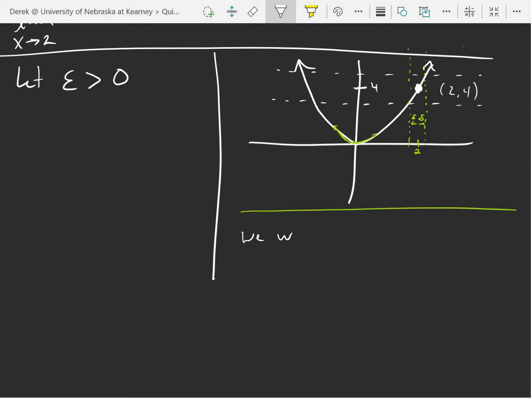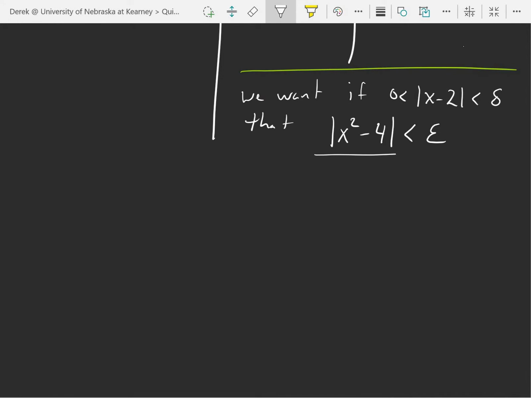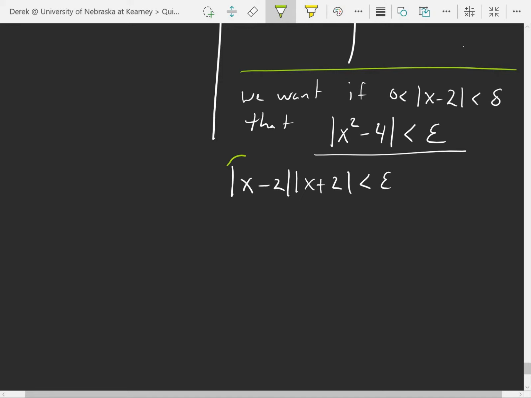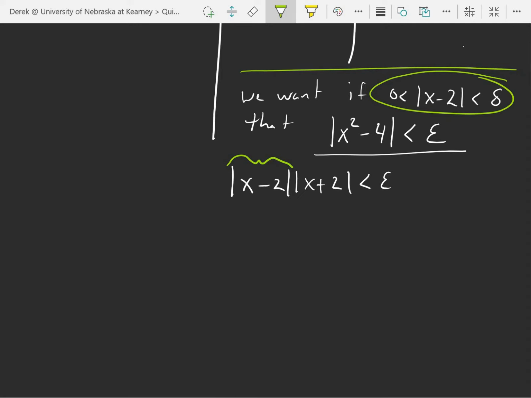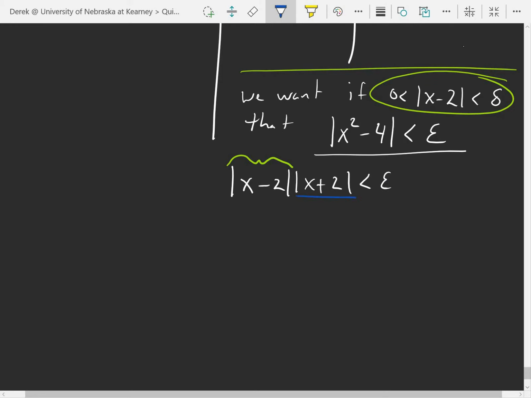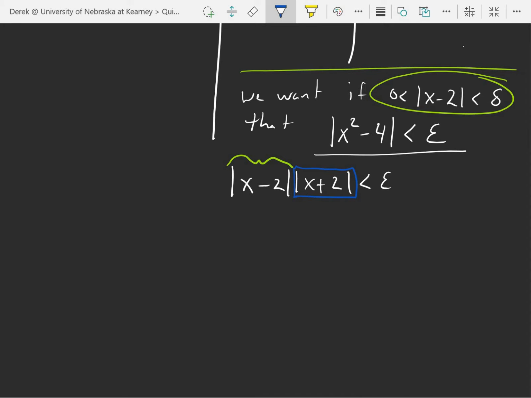So we want that if 0 is less than |x minus 2| is less than delta, that |x squared minus 4| is going to be less than epsilon. Okay, so let's focus on this equation a little bit, the thing that we want to have happen. I can factor it as |x minus 2| times |x plus 2| is less than epsilon. And that's good because this piece right here we've already got a bound for, right? And then this other piece we have to figure out how we're going to make that stay sort of small.